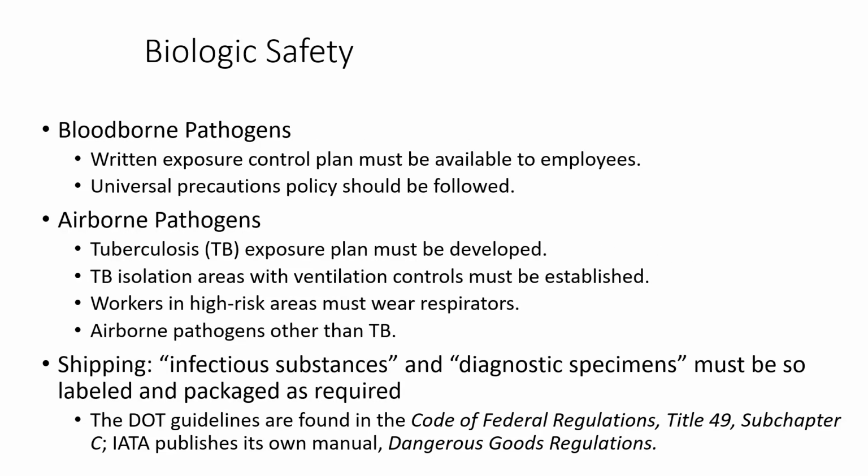Some more on biological safety. Bloodborne pathogens: there's a written exposure control plan that must be available to employees. And universal precautions, as I described previously. There should be a universal precautions policy, and it should be followed. For airborne pathogens like tuberculosis, there should be a tuberculosis exposure plan. TB isolation areas with ventilation controls must be established. Workers in high-risk areas must wear appropriate respirators.